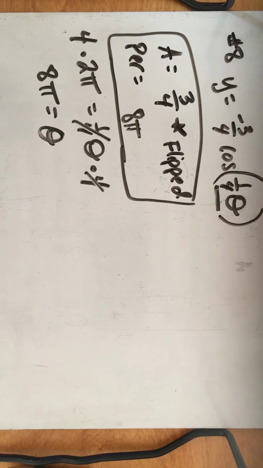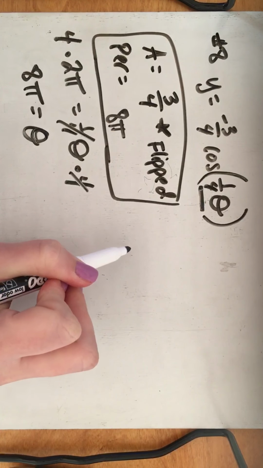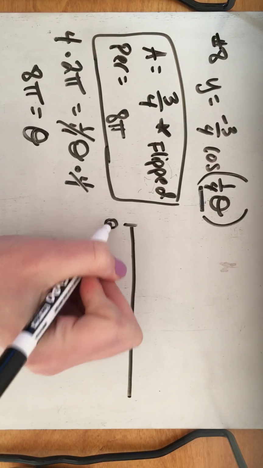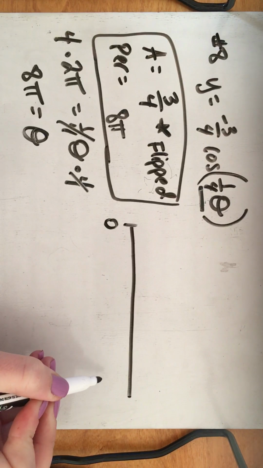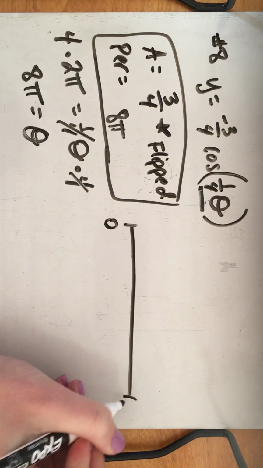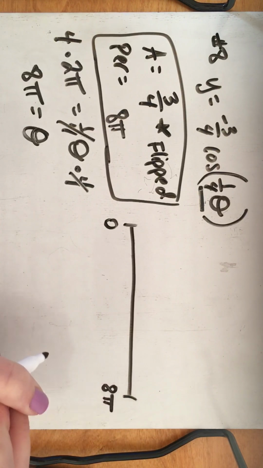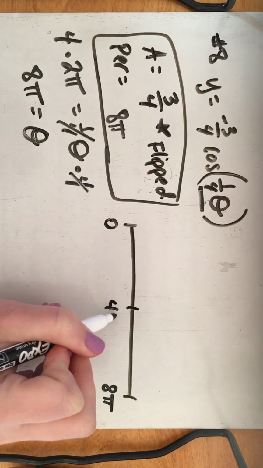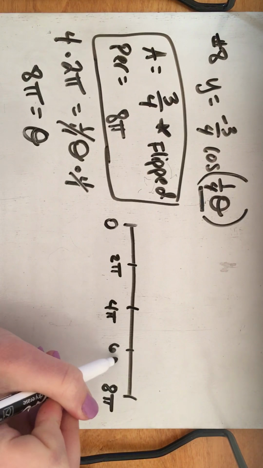So we're going to graph this now. So let's see, we'll just go this way here. And I'm going to start at 0, and my distance that I have to travel is 8 pi. So since I'm starting at 0 and I have to travel 8 pi, the end will also be 8 pi. Then I'm going to find halfway in between that. That'll be 4 pi. And halfway in between 0 and 4 pi is 2 pi. And between 4 and 8 is 6 pi.